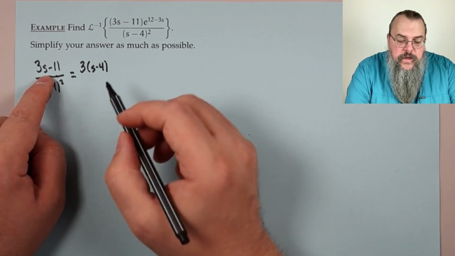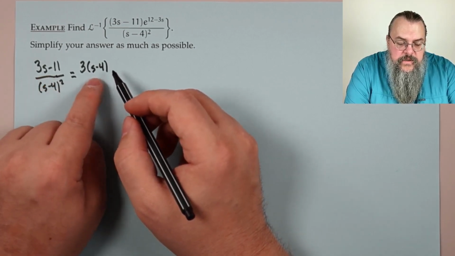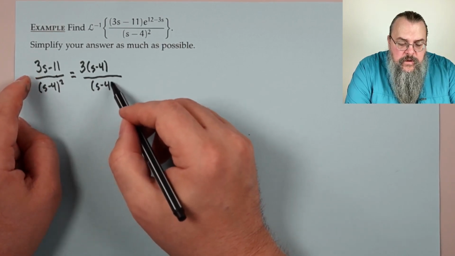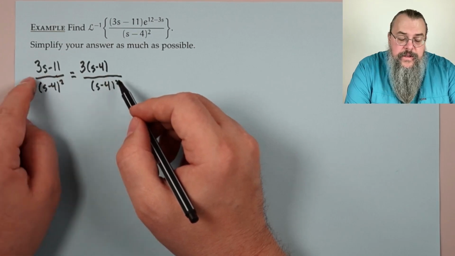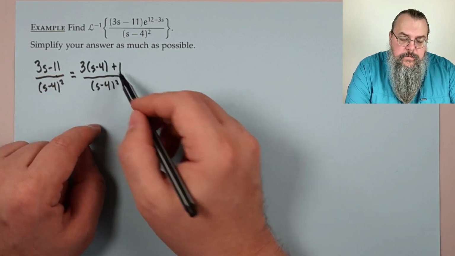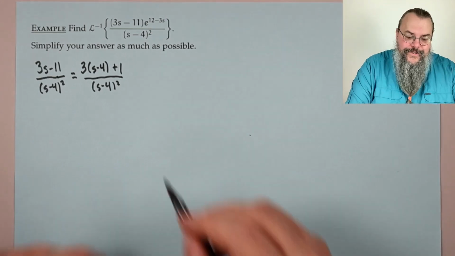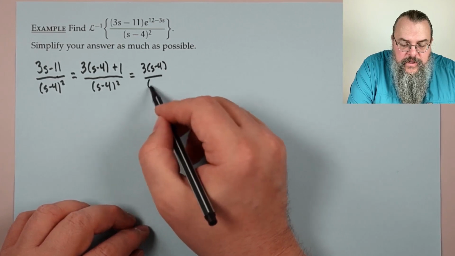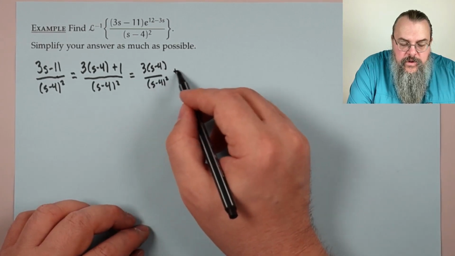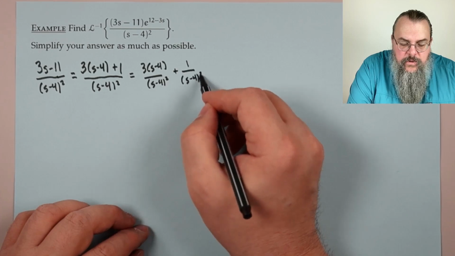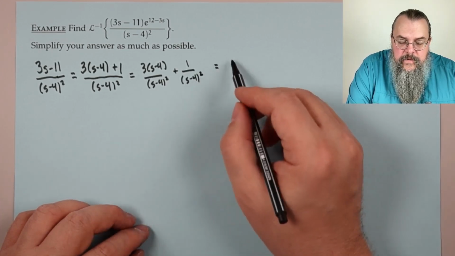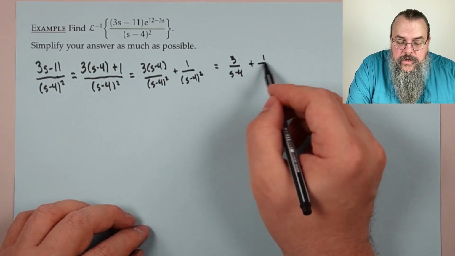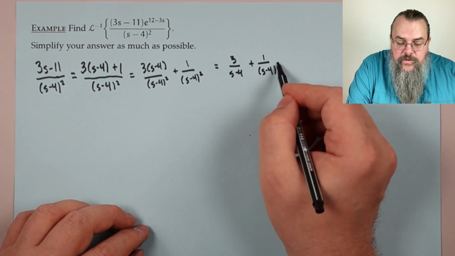That was pretty quick. But now, does 3s minus 4 match with 3s minus 11? No, it's not quite right. Because what happens? You get 3s minus 12, not 3s minus 11. Oh, well, add 1. Oh, sounds good. And so this becomes 3s minus 4 over s minus 4 squared plus 1 over s minus 4 squared. Or, if you like, that's 3 over s minus 4 plus 1 over s minus 4 squared.